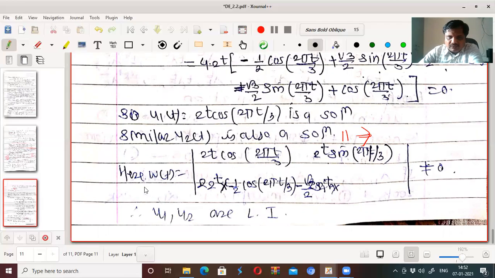Okay. Now we'll find the Casoratian. So if we now find the Casoratian, it has 2 to the power t cos 2 pi t by 3, 2 to the power t sin 2 pi t by 3, then 2 into 2 to the power t into minus 1 by 2 cos 2 pi t by 3, and here we have to take the shift of this term, replacing t by t plus 1, and if we solve it, we get it as non-zero. How we get non-zero? We will verify it.